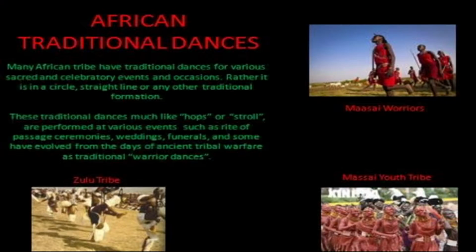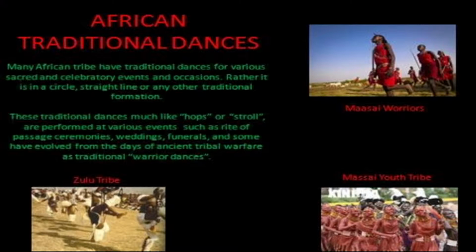Now, African tribes have traditional dances that look a lot like party hops and strolls. These traditional dances are done for various sacred and celebratory events and occasions, whether it's in a circle, a straight line, or a formation. These traditional dances, like hops or strolls, can be performed at different events, such as rite of passage ceremonies, weddings, funerals, and some have evolved even from the days of the tribal warfare between the different tribes in Africa.